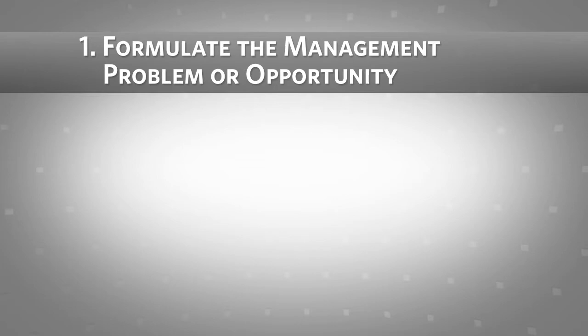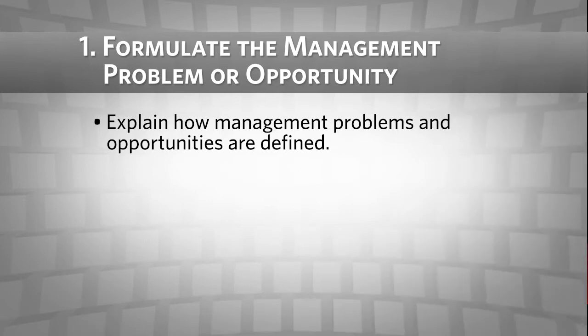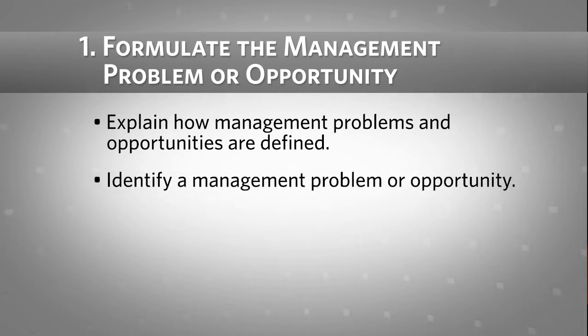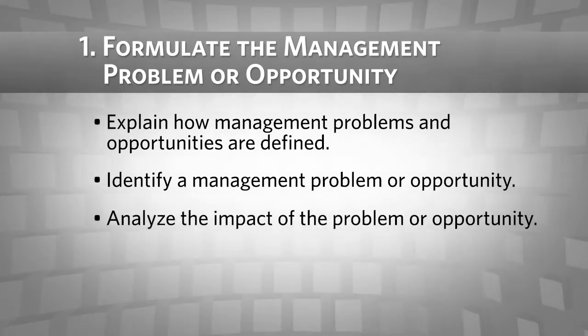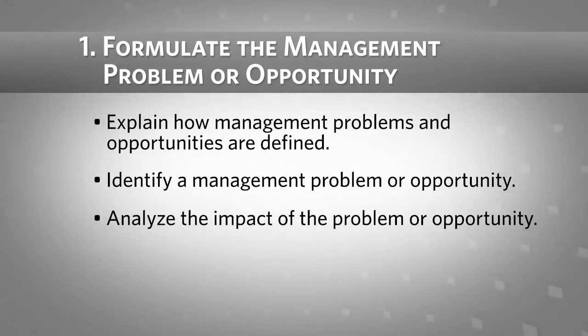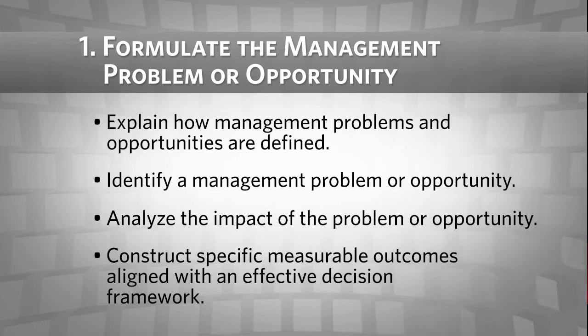The first step is formulating the problem or opportunity that management has. You'll need to explain how management problems and opportunities are defined. How would you distinguish the levels of complexity and impact? Identify a management problem or opportunity that requires a structured decision process. Analyze the impact of the problem or opportunity in terms of core business elements such as human resources, supply chain, production, and marketing, for example. Specific, measurable outcomes will guide the decision process and provide a reliable measure of success.